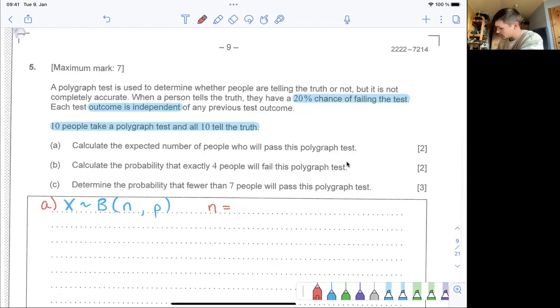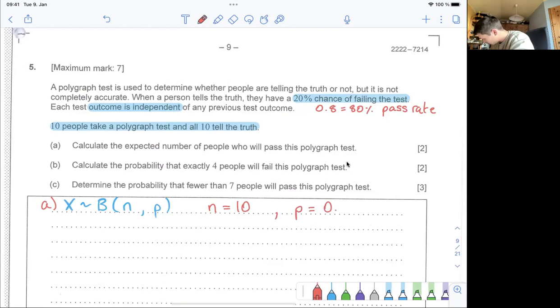So I'm going to look at it from a passing perspective. If there's a 20% chance of failing, that means a 0.8, or 80%, pass rate. So the number of trials is 10, a fixed number of people. We're going to say p is equal to 0.8. Now we can write our binomial distribution as 10 trials with a probability of success, or passing, of 0.8.